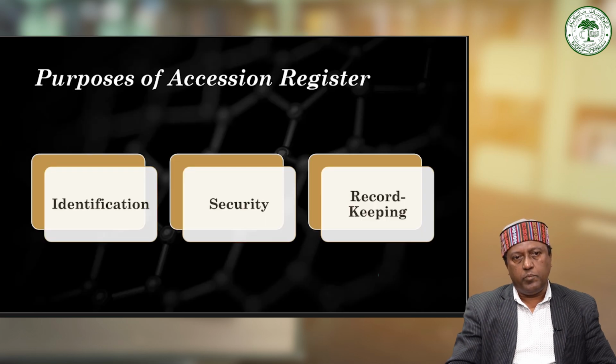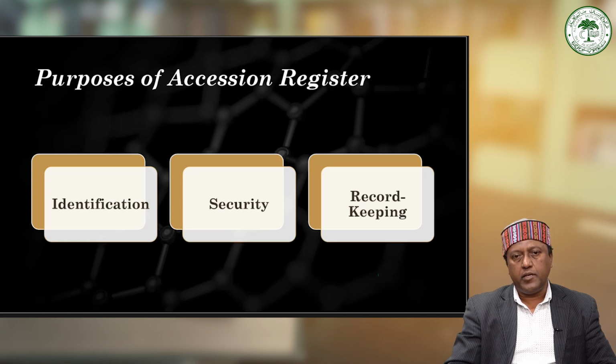Then coming to the purpose of the accession register, there are three important purposes. One is identification, second is security, and third is record keeping. Maintaining the accession register in serial order is a common practice in libraries, ensuring systematic organization and easy retrieval of information. Each book being assigned a single accession number helps in uniquely identifying and tracking it within the library's collection.